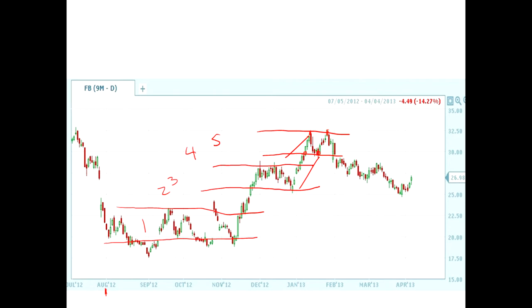These breakouts, like I said, that's when you will secure that profit and convert that stop loss into a trailing stop loss.